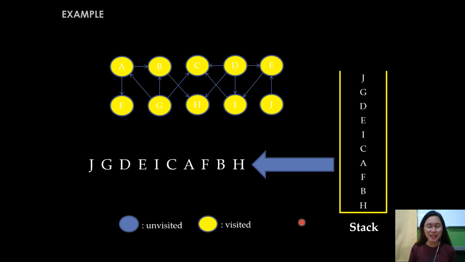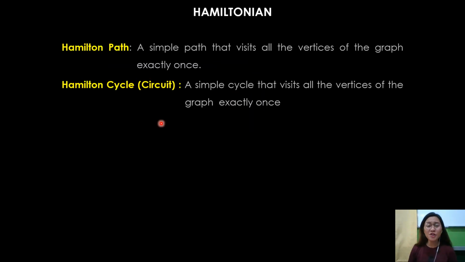Now, let's proceed to Hamiltonian. First of all, there's something called the Hamilton path, then Hamilton cycle. When we say Hamilton path, it is a simple path that visits all the vertices of the graph exactly once. And when we say Hamilton cycle, or commonly known as the Hamilton circuit, it is a simple cycle that visits all the vertices of the graph exactly once.